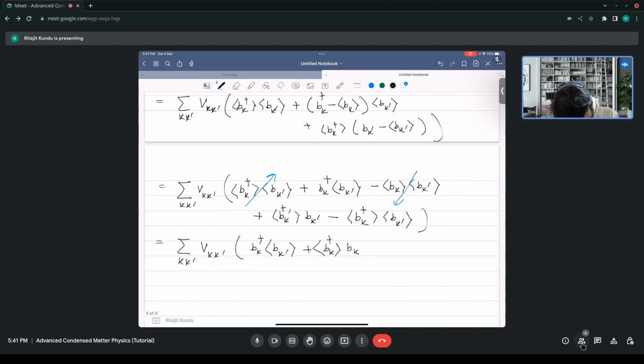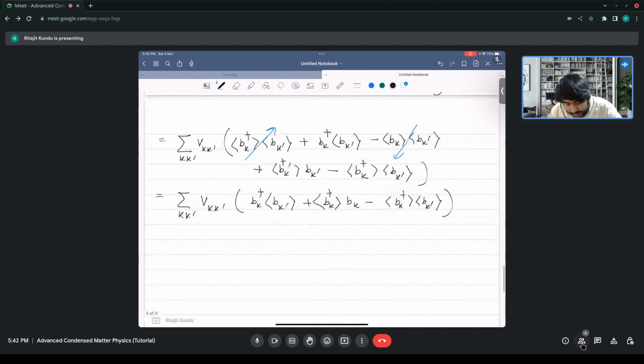bk, and I have this constant term. So you see that this has actually boiled down to a nice form, and these are two fermions, these are bilinear in fermions. So now we have some hope of actually diagonalizing the Hamiltonian.